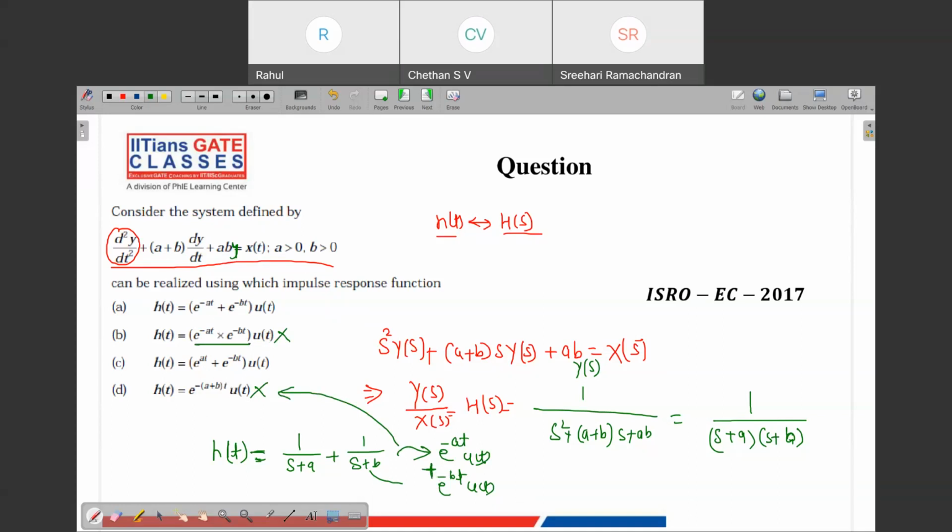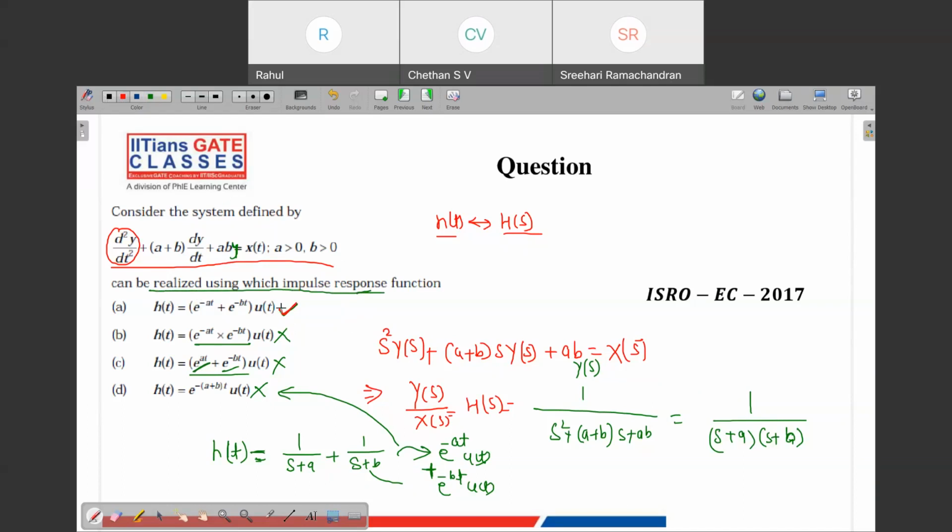Now if you see this expression, this will also go away because here we have e to the power minus bt and here we have e to the power at, but we need e to the power minus at. Now we are left with this expression which has these two forms. Here we don't need to find the exact expression. It is just asking about the realization. It can be realized using which of the impulse responses. It is not asking for the exact impulse response. So this will be the correct answer.